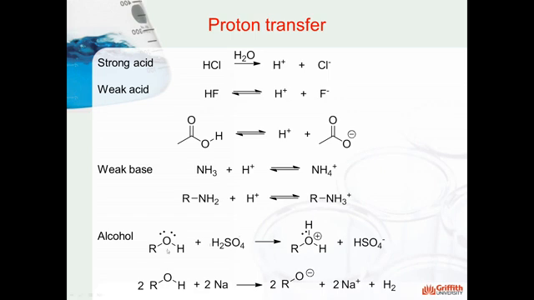Or an alcohol can donate a hydrogen ion, so that hydrogen can be removed by treatment with sodium metal to form the alkoxide ion. So here we have a negative charge on the oxygen. So the other products are sodium ions and hydrogen gas.